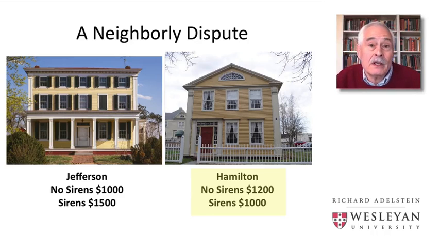In a word, testing of the sirens is worth $500 to Jefferson, but if he does test the sirens, he'll impose a $200 cost on Hamilton in the form of denying Hamilton the quiet enjoyment of his home between 5 and 8 on weekday evenings. So, we have a dispute.